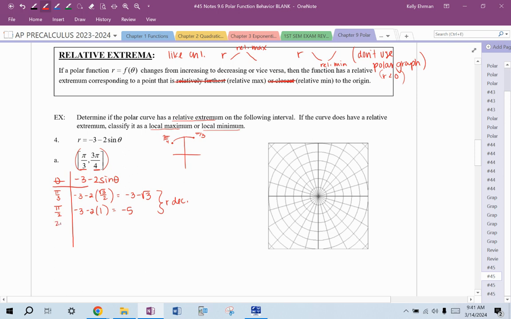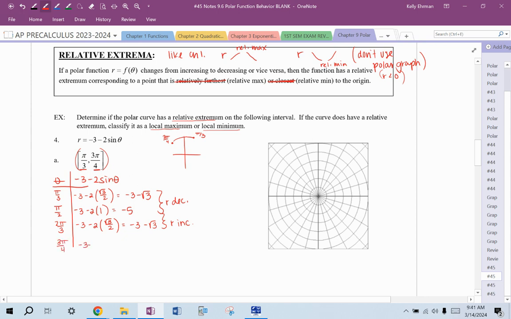And then we're going to plug in 2 pi over 3. So -3 minus 2 times sine, which again is positive radical 3 over 2 at 2 pi over 3. So now we're back to -3 minus radical 3. So from -5 to -4 point something, now R is increasing. Because remember, with negative numbers, the closer you get to 0, you're increasing. And then we can look at the last value, which is 3 pi over 4.